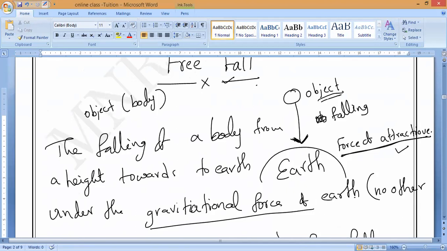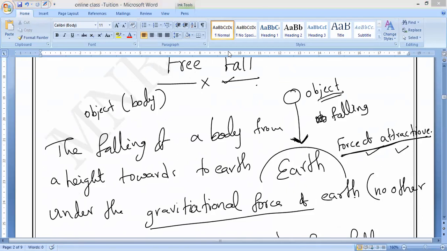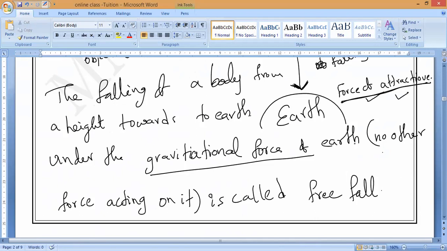So, one object falling towards the earth, under which force? Force of gravitational attraction of earth. Understand, everybody? And write the definition. So no other force should act.